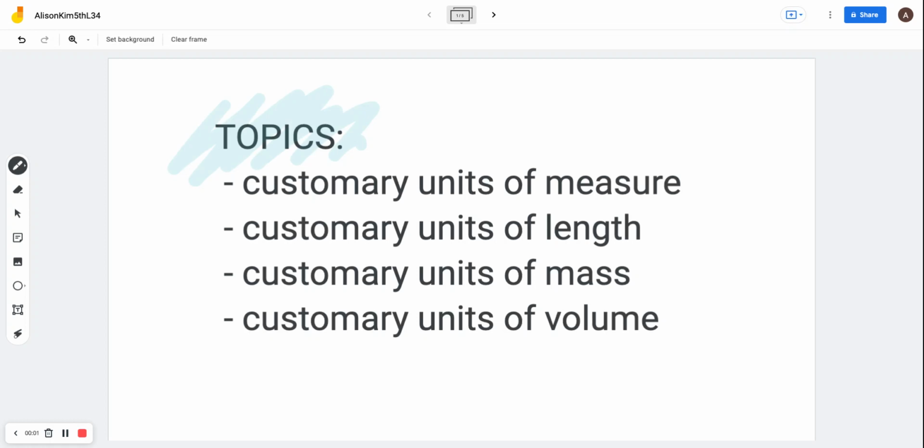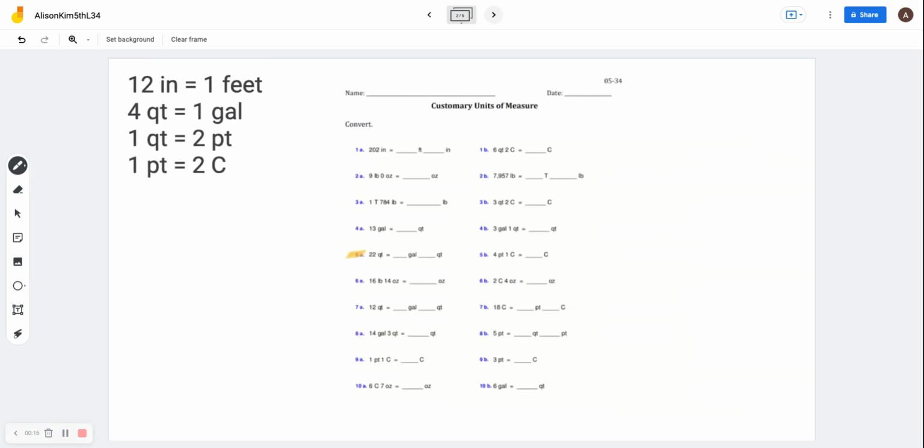Hi, fifth graders. Today we're going to be focusing on, as you can see, the customary units. So we're going to be specifically focusing on the customary units of measure: length, mass, and volume. So let's start off with the units of measure.